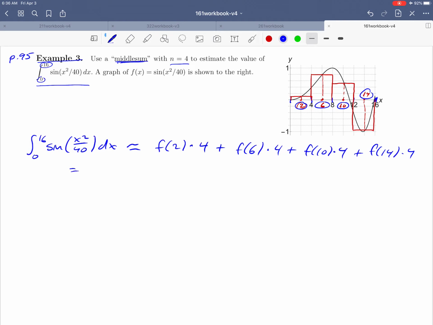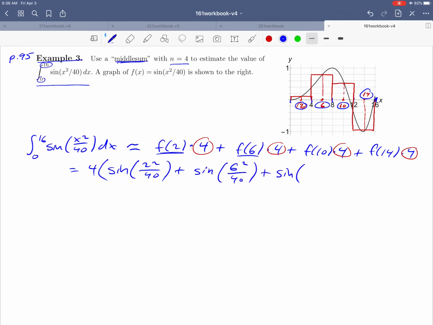We'll do the same thing that we did with the left and the right sums. Notice that we've got a 4 in every single one of those terms, so it's nice algebraically to factor that out. Then we need to calculate our function values one by one, starting with f of 2. So we're going to take 2 and substitute it into our formula for the function. That's going to give us sine of 2 squared over 40. Then we come to f of 6. That's going to be sine of 6 squared over 40, and so on down the line here.